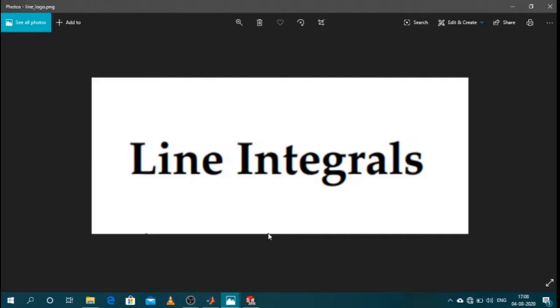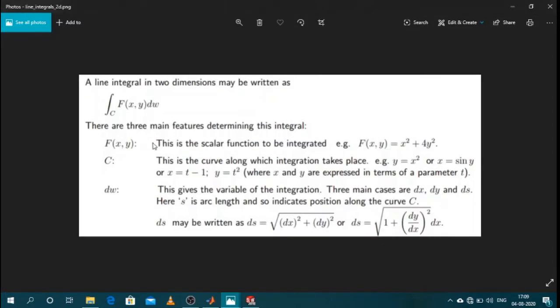Hey, this is a small video on line integrals: what they are, what we get from them, and how to evaluate them in Matlab. This is the definition of line integrals. You have a function in 3D and you have a curve. If you slice that function along that curve, you get a surface area. That is what you get from line integrals.